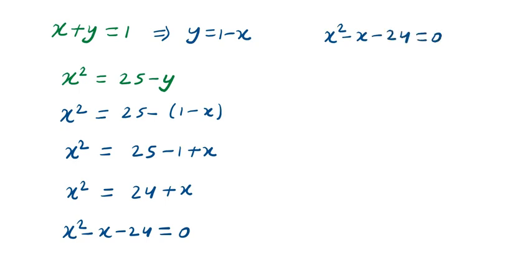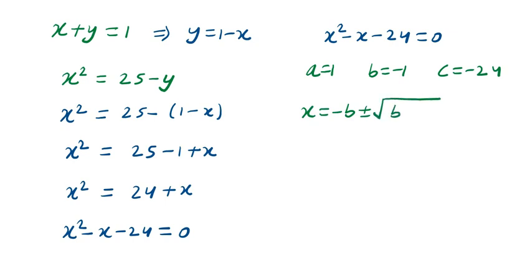Now we have a quadratic equation x square minus x minus 24 is equal to 0. Here coefficient of x square is 1, so value of a is equal to 1, and coefficient of x is minus 1, so value of b is equal to minus 1, and constant term is minus 24, which is c is equal to minus 24. And quadratic formula: x is equal to minus b plus minus square root of b square minus 4ac divided by 2 times a.